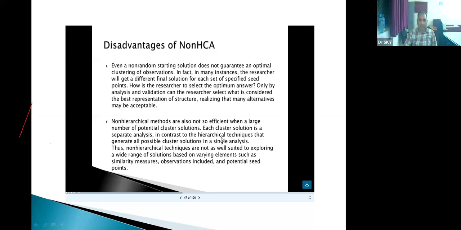In contrast to the hierarchical technique that generates all possible cluster solutions in a single analysis, non-hierarchical techniques are not as well suited to exploring a wide range of solutions based on varying elements such as similarity measures, observations included, and potential seed points. If you change any of these criteria, then the solution will change.